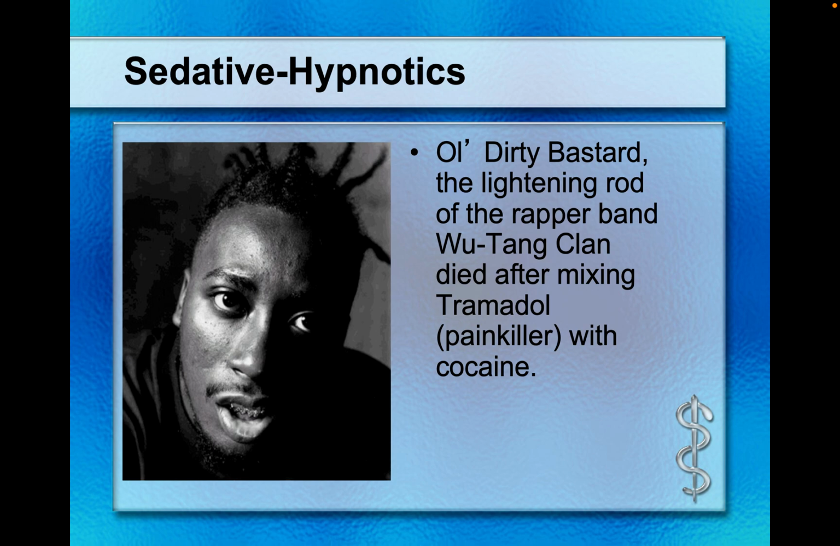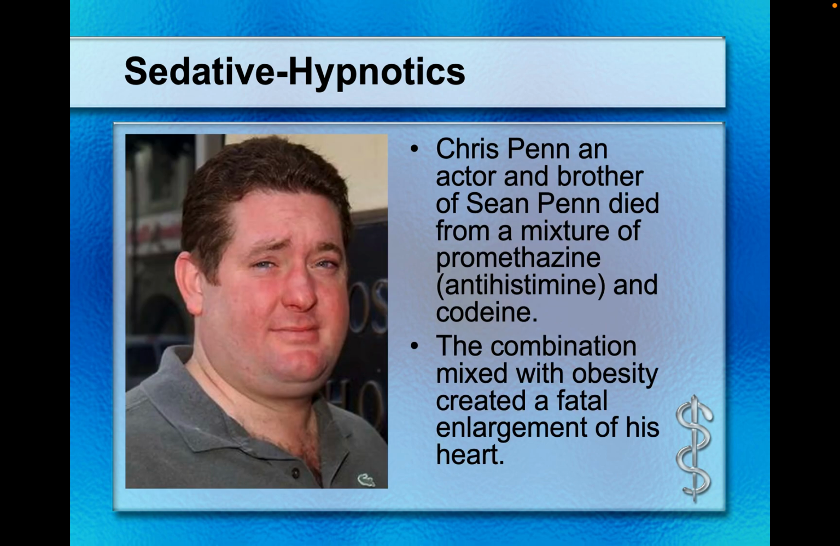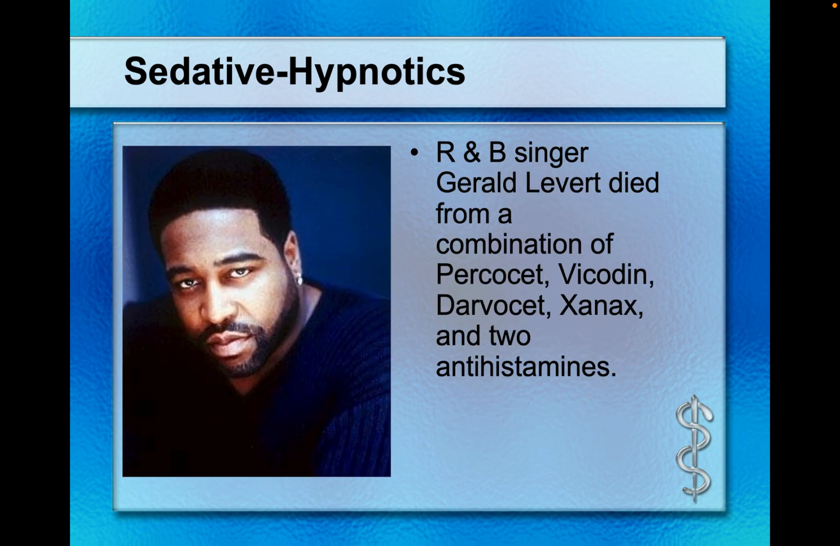Ol' Dirty Bastard, the lightning rod of the rap group Wu-Tang Clan, died after mixing tramadol, which is a painkiller, with cocaine. Chris Penn, an actor and brother of Sean Penn, died from a mixture of promethazine, which is an antihistamine, and codeine. The combination mixed with obesity created a fatal enlargement of his heart, and he died of a heart attack.